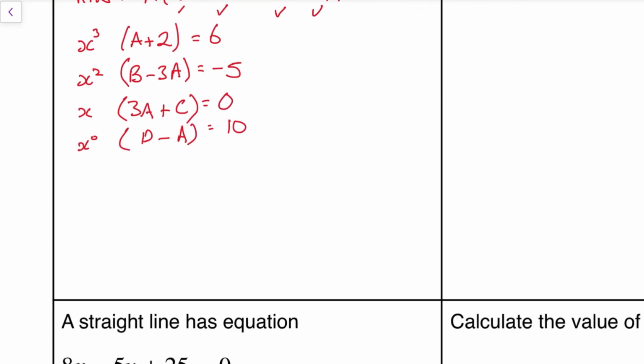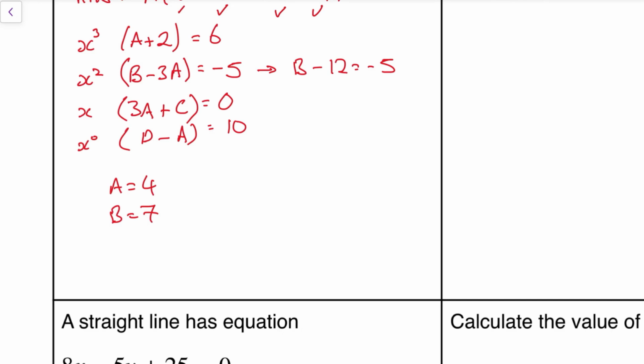Let's start with the x cubed. The x cubed, so that a plus 2 equals 6, which means that a is equal to 4. Then I'm going to put that into the b. So this is the same as b minus 3 times 4, which is 12. It's minus 5. So add 12 to both sides and b is equal to 7.